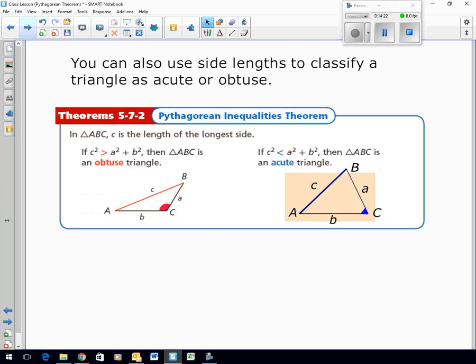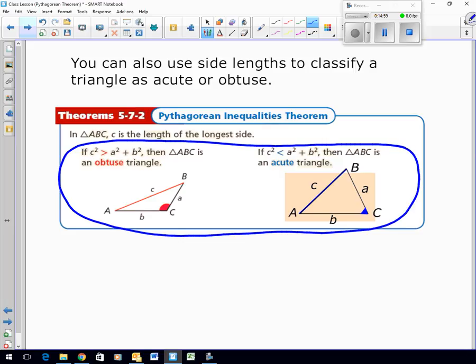Also, if you want to write this down, you can also use it to classify triangles. If my hypotenuse squared is bigger than the sum of the legs squared, I've got an obtuse triangle. If the sum of the legs squared is bigger than the hypotenuse squared, then I have an acute triangle. So you want to be able to classify triangles like this.